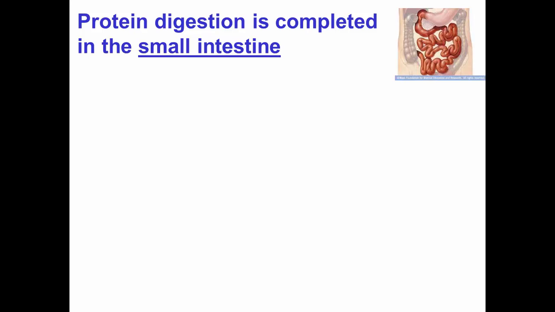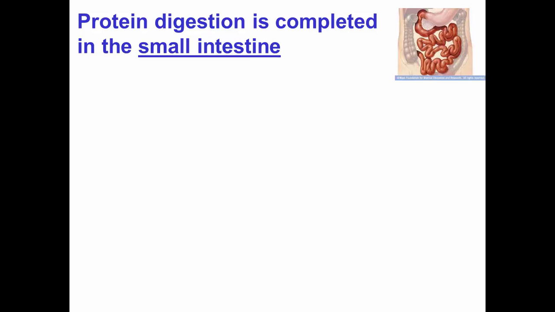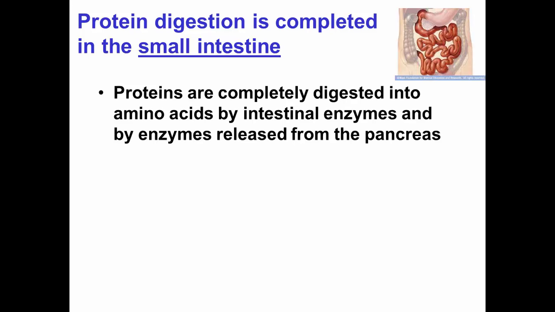All right, so we're leaving the stomach now, right? In the stomach, you start to get some macromolecule protein, you get large polypeptides, some free amino acids, but mostly large polypeptides and oligopeptides as a result of pepsin in that environment of acid. And then we get to the small intestine, and the duodenum is the first part, and over the whole small intestine, proteins get completely digested.